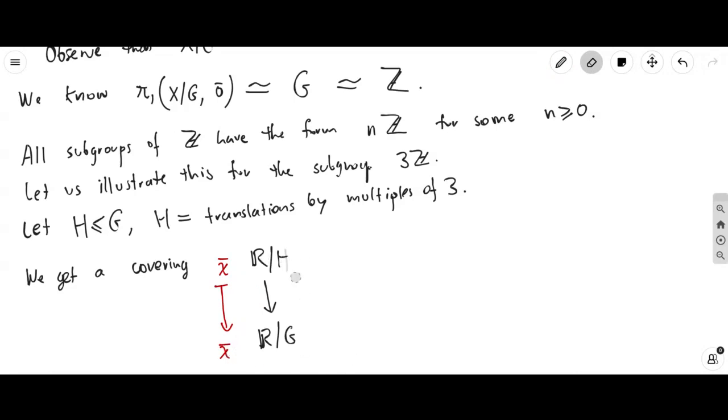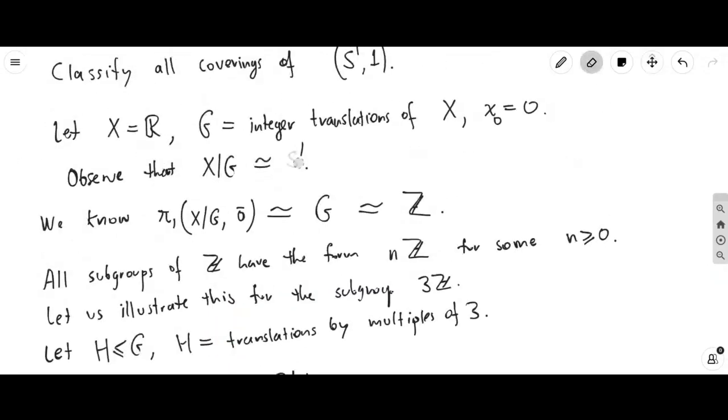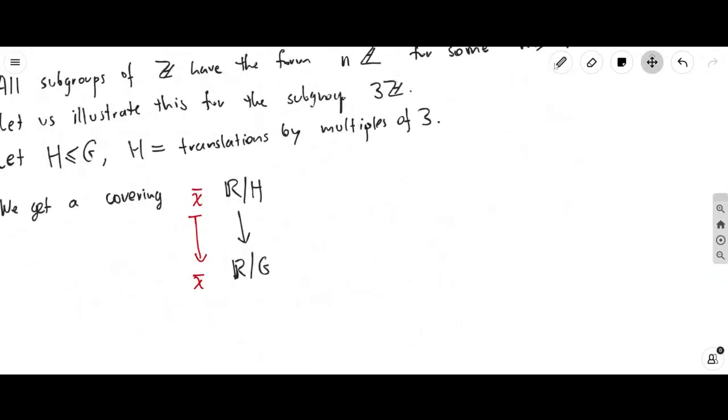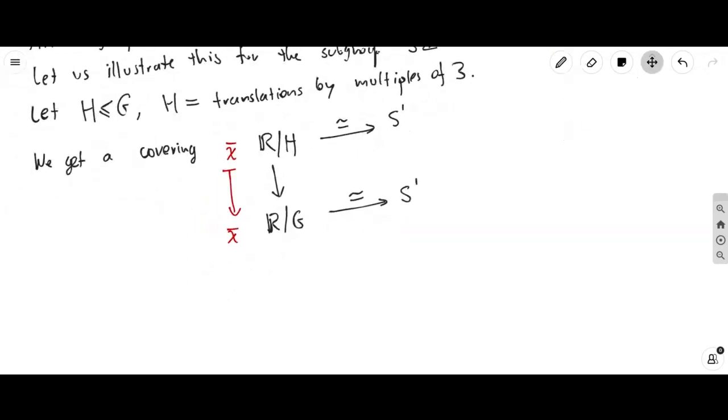Now, this is not very convenient notation. It's more convenient when you write it back in terms of the circle, so we're going to use this homeomorphism with the circle. This one is homeomorphic to the circle, and this one is also homeomorphic to the circle. Let me explain that part if you're confused: G represents translations by integers, so if you draw the real line, you have 0 and you have its translations.